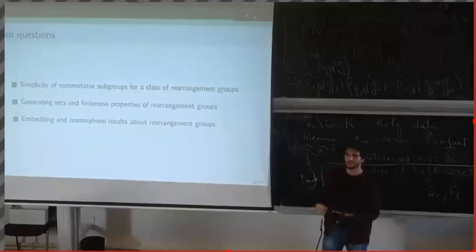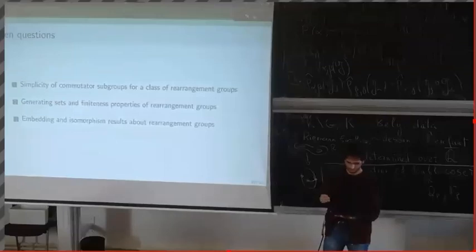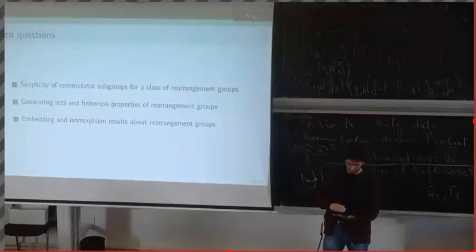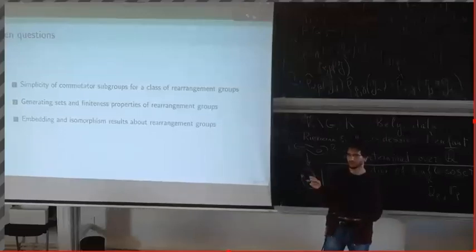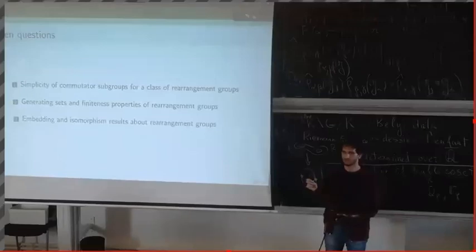Yeah, we have. Is it possible to have some sufficient conditions so that the first commutator group is simple? As I said, I don't know if it's possible, but that is kind of what I think we should try to look for. This is kind of what I mean with a class of rearrangement groups. Maybe it's possible to find some sufficient condition, by which I mean a class of these groups for which we can prove that the commutator subgroup is simple.